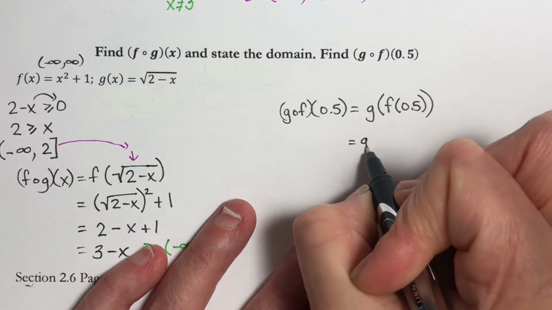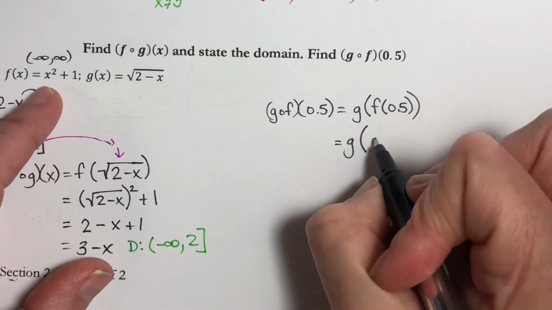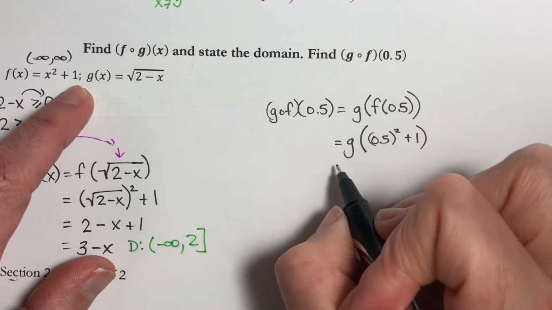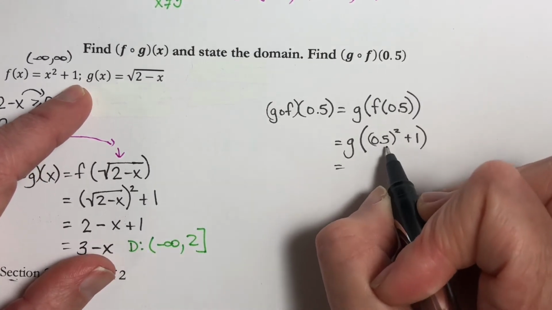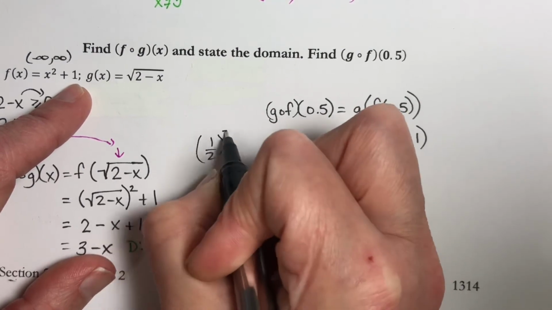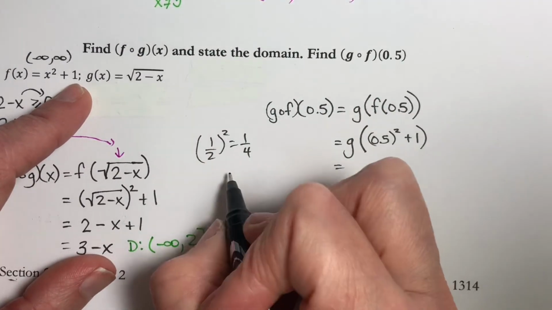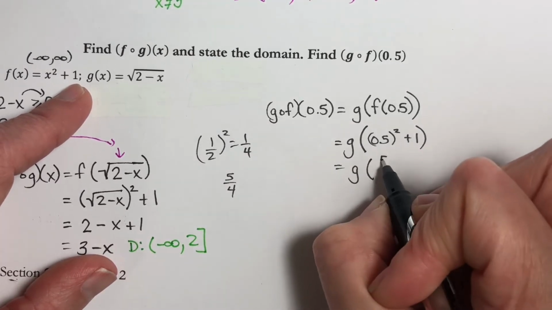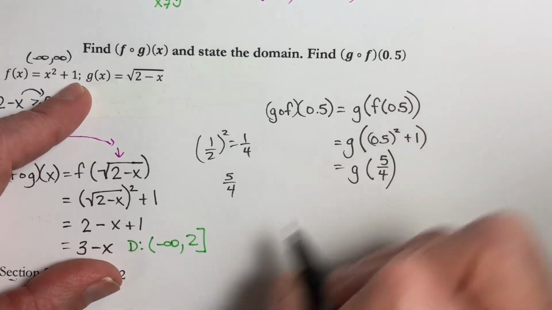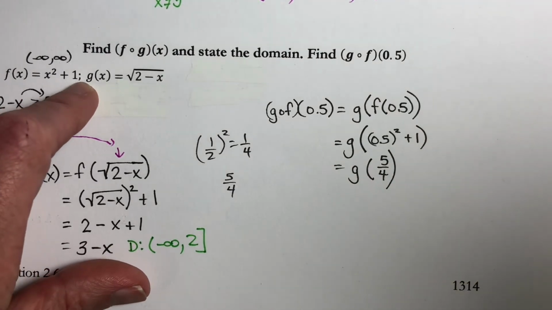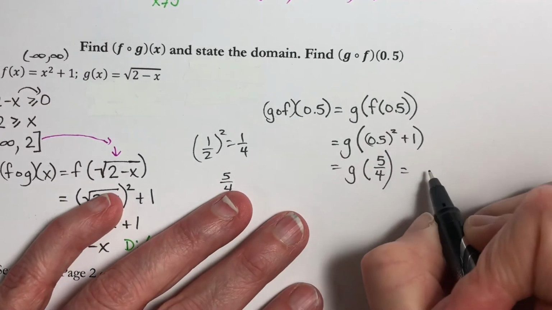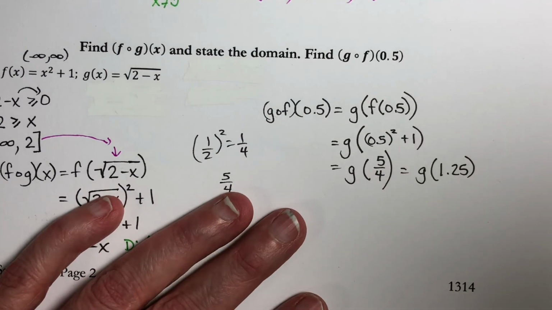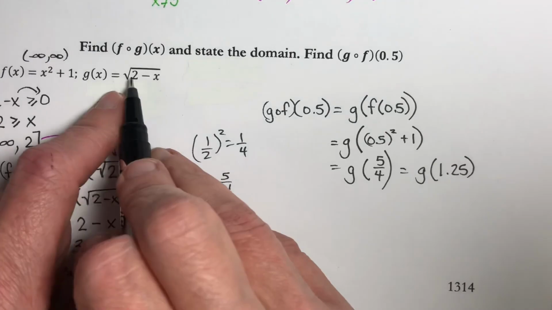So this is g of 0.5 squared plus 1. 0.5 squared is, well, this is 1/2. 1/2 squared is 1/4. So 1/4 plus 1 is 5/4. So I have g of 5/4. Or you can think of it as g of 1.25. Same thing. Okay, so now let's take 1.25 and plug it in here.